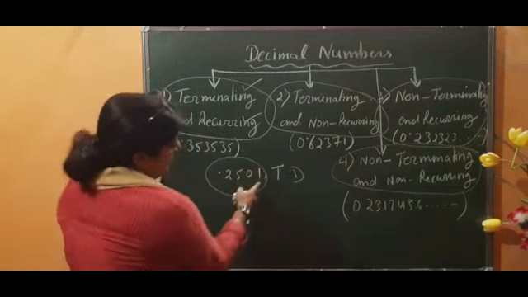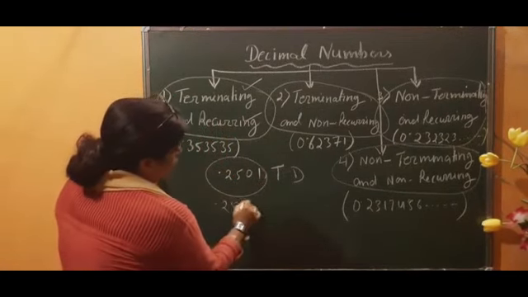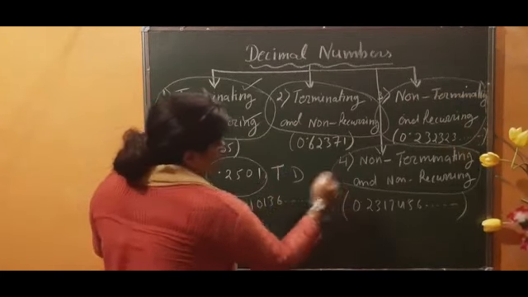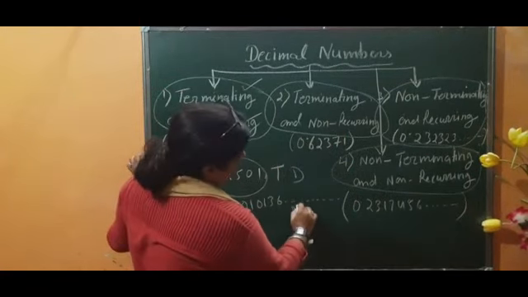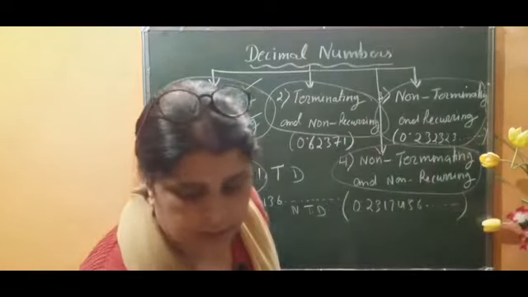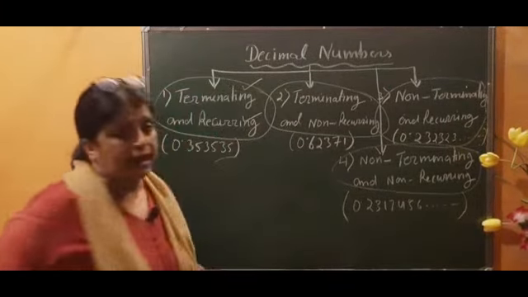It means it ended at 1. But if I write 2.25010136 dot dot, it means it will continue. So this type of number is called a non-terminating decimal number. You got that? Okay. Now what is recurring and non-recurring?